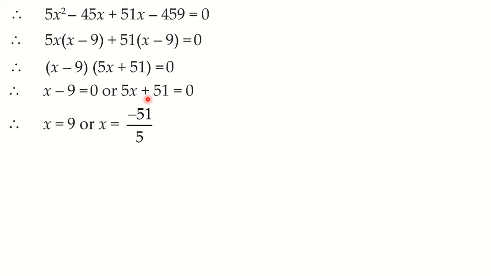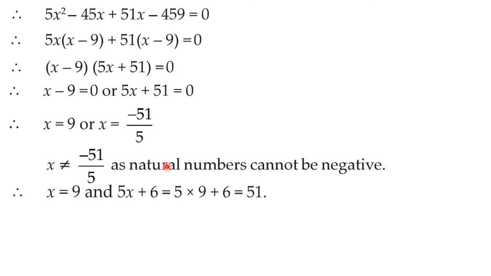See, this plus 51, if you shift to RHS, it is going to become minus, and this 5 will come in the denominator. But what is x? Just recall what x is here. x is a number, and natural number it is given, so it is not possible that it is negative. Also it cannot be a fraction, so it is not a natural number, because in the question the word natural number is used. Therefore x cannot be equal to minus 51 upon 5, because natural numbers cannot be negative. And from that we get x is equal to 9.